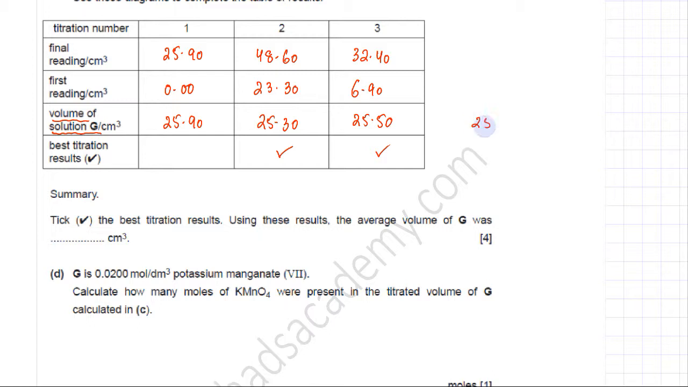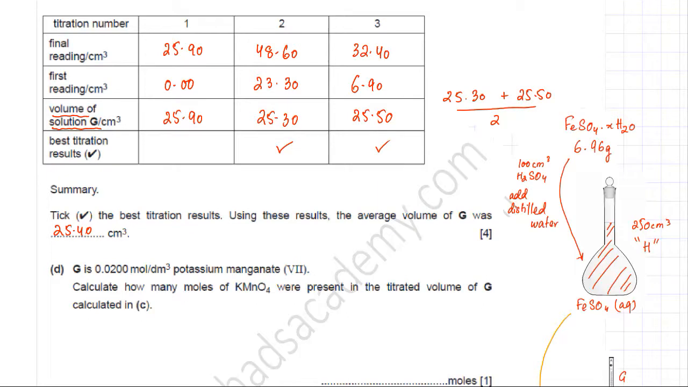Based on these results, I have two values. One experiment says that 25.3 cm cube is used. The second one says that 25.50 is being used. So if I add them up and divide by 2, the average volume of G being used comes out to be 25.40 centimeter cube.